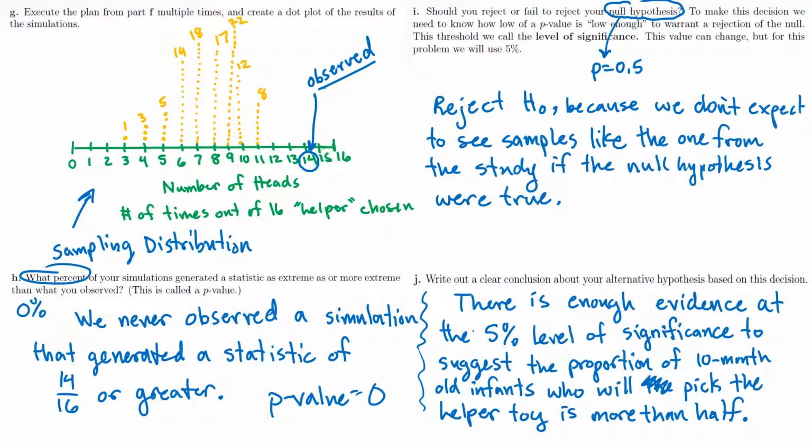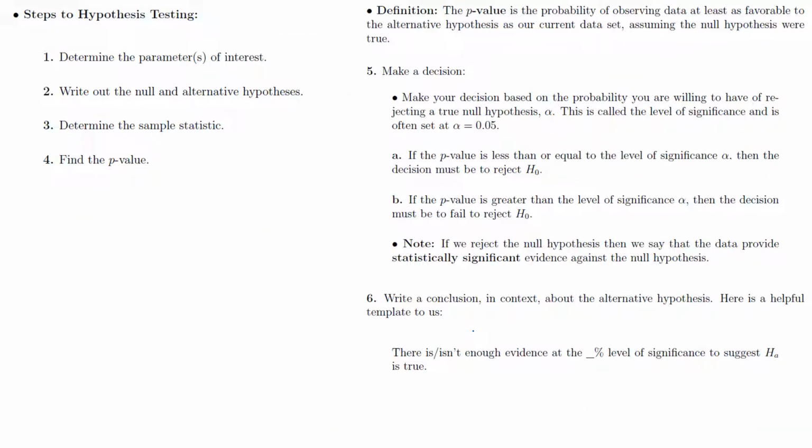All right, so that's how we write out a conclusion about our alternative hypothesis. Okay, so just to wrap this up, and I know these examples have a lot of moving parts to them. We're going to do lots of examples, so don't worry about that. I just want to finish this video by talking about the steps we just went through. So number one, we determined our parameter of interest. We said we're interested in the proportion of 10-month-olds who will choose the helper toy.